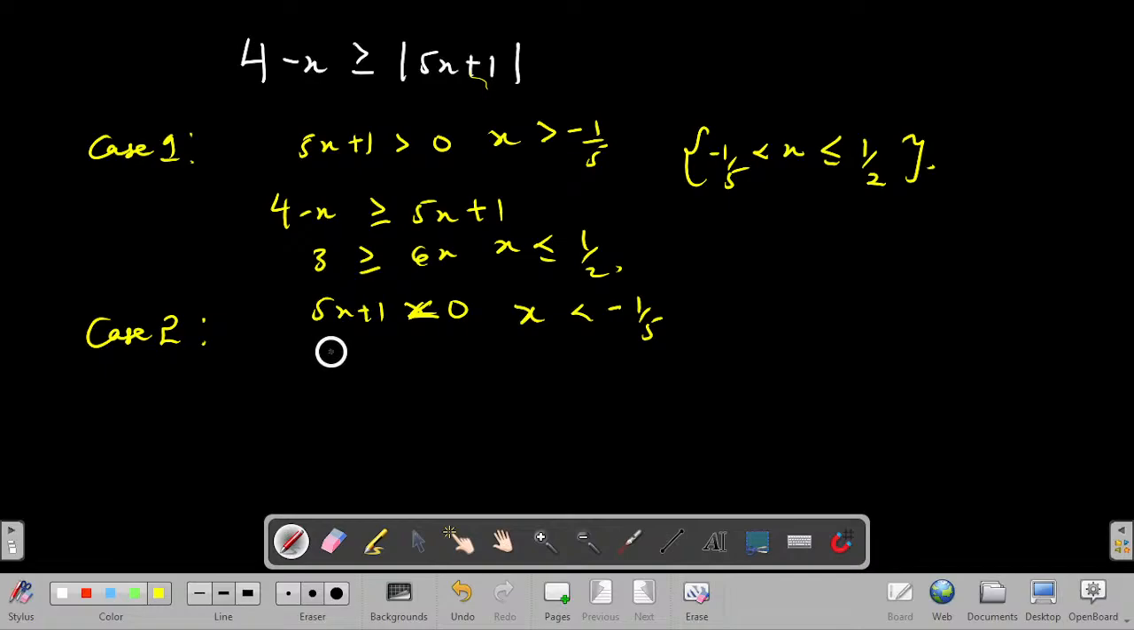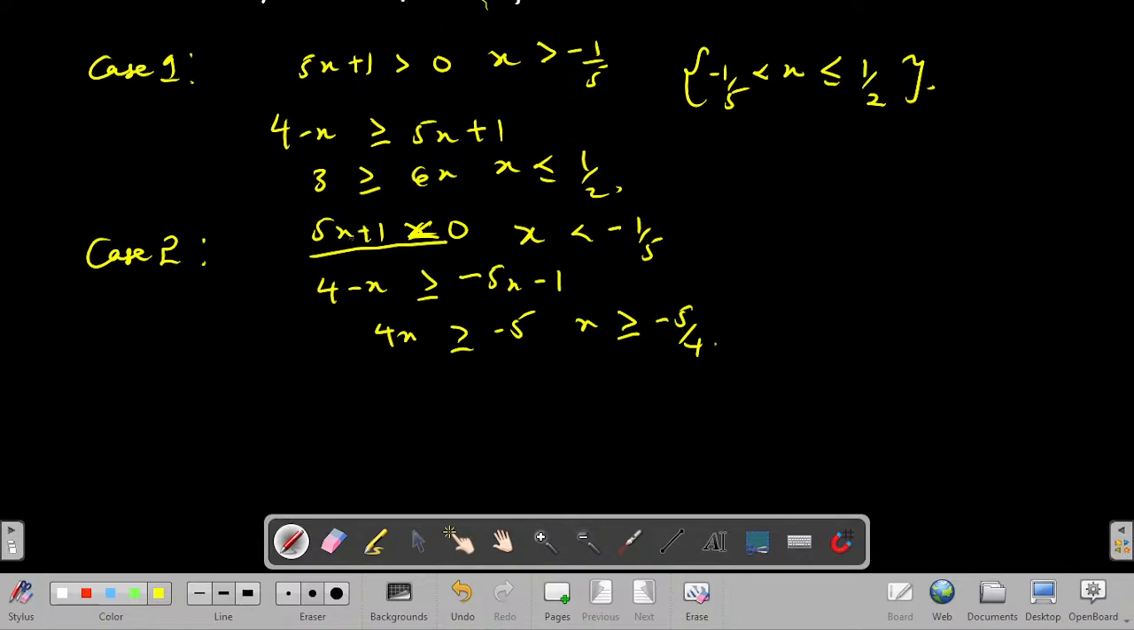And the next one is you're going to have 4 minus x greater than or equal to negative of this expression. Take note, we are looking at a case where 5x plus 1 here is negative. So we are going to have negative of the entire thing: negative 5x, negative 1. Then I'll push this here, I'm going to get 4x. I push this here, I'm going to get negative 5. Then x is greater than or equal to negative 5 on 4. That is one of my solution values.